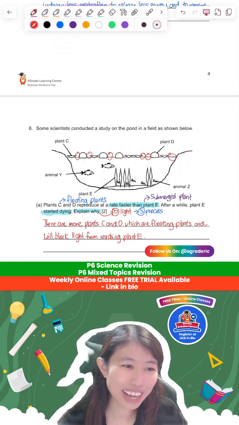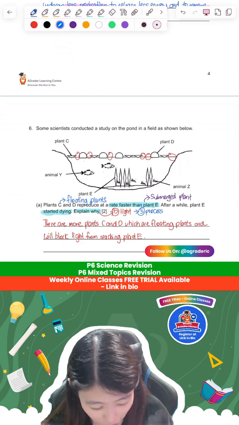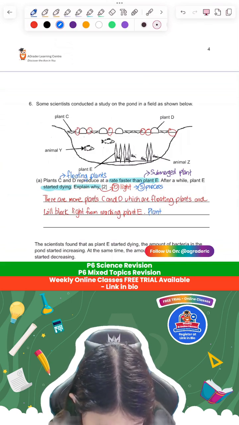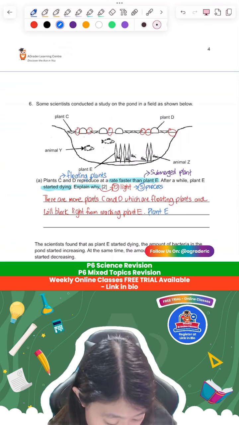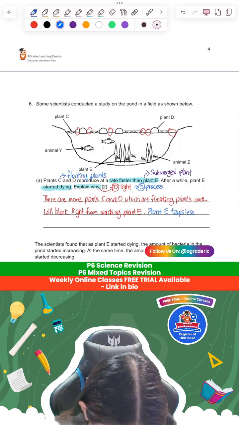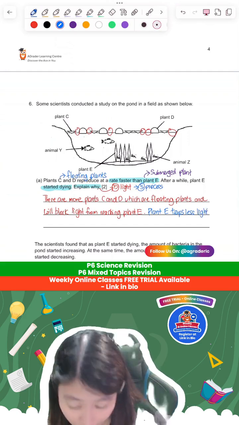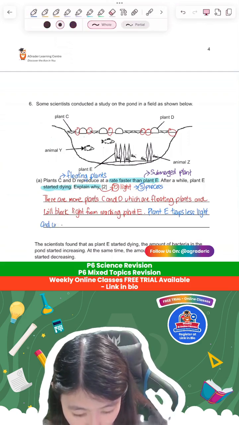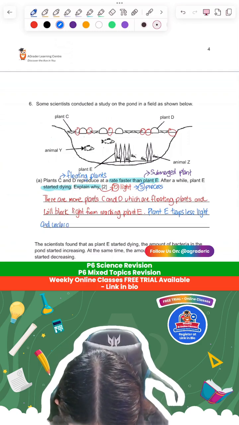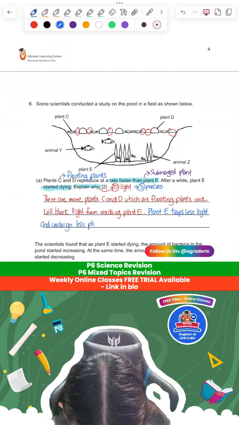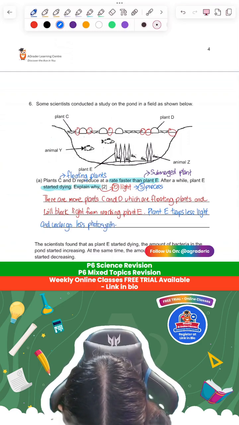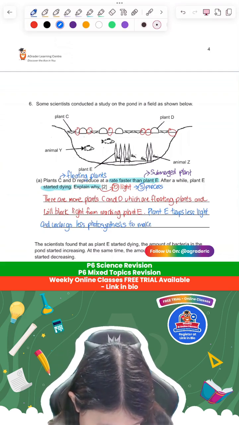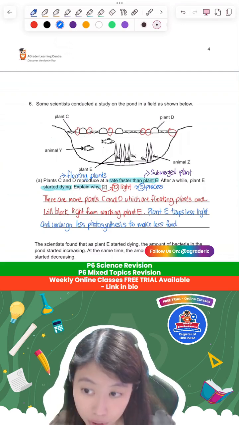After that, you must mention the process. If it blocks light, then you must talk about plant E. Plant E traps less light and undergoes less photosynthesis to make less food to survive.